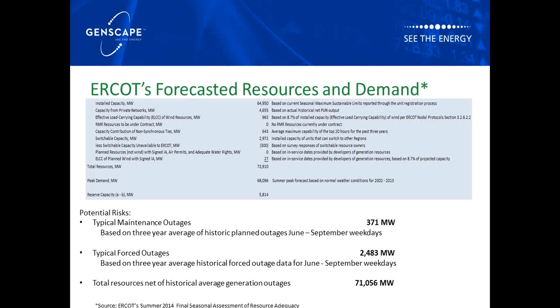On to the exciting topic of generation. Typical maintenance outages for the summers, based on a 3-year average of historic planned outages between June and September over the weekdays, is around 371 megawatts. Forced outages during that same time frame on the weekdays for the summers is just under 2,500 megawatts. Looking at ERCOT's final seasonal assessment of resource adequacy, total resources are sitting just under 74 gigs, with peak demand just eclipsing that 68 gig level. So it looks like there is still some room to breathe in terms of ERCOT being able to have sufficient generation relative to demand.